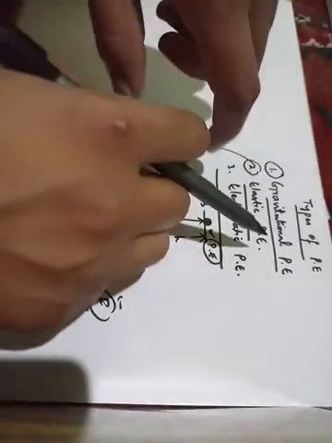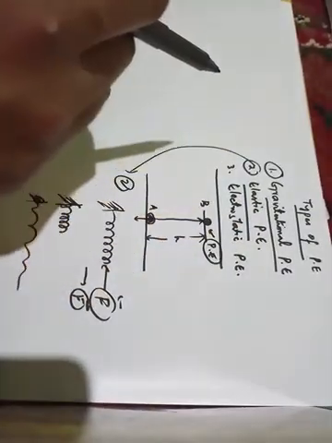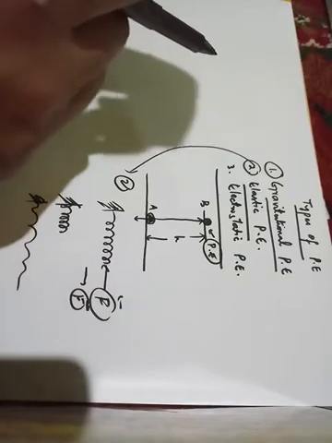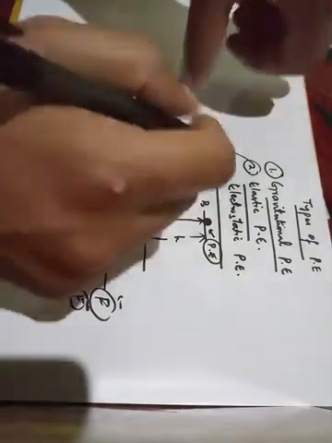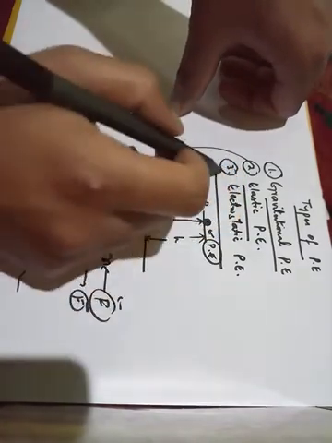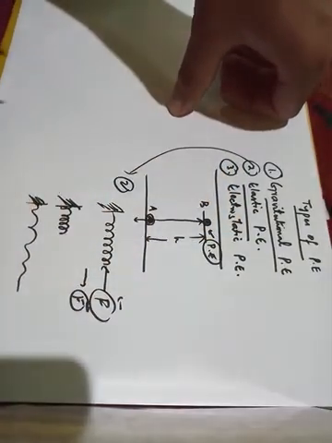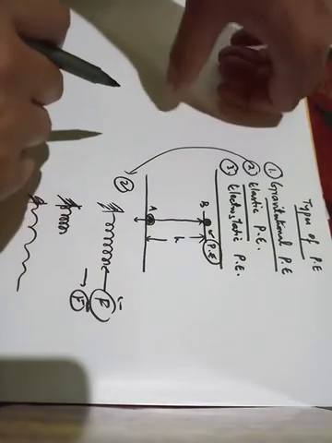When there is a change in the configuration of the body, there is also stored work in this body. That stored work is in the form of an energy that is called elastic energy. And third, we have electrostatic potential energy. Electrostatic refers to the charges.